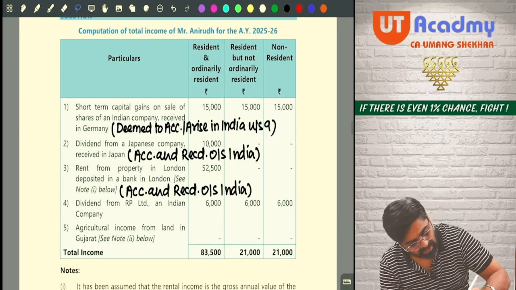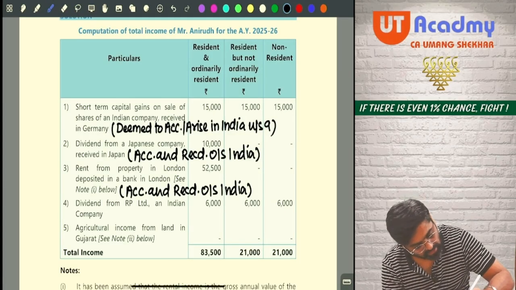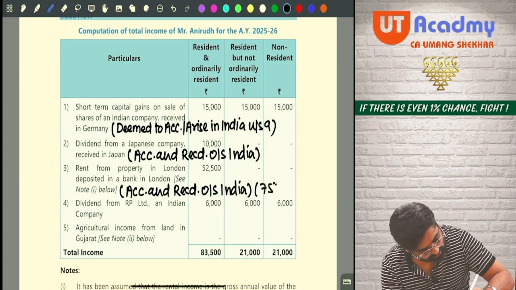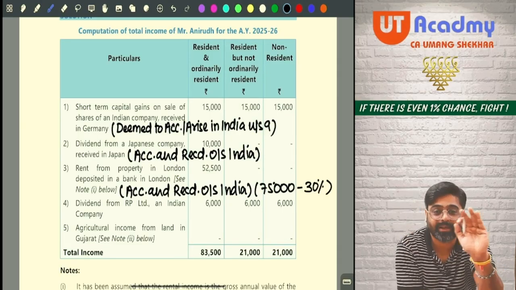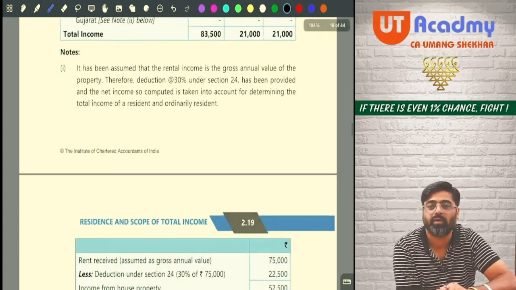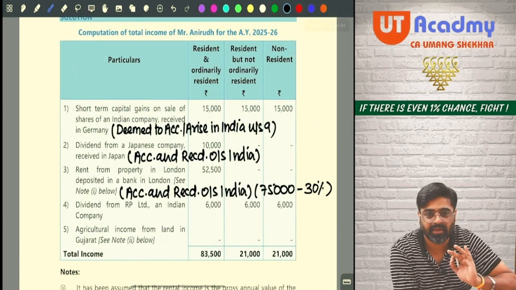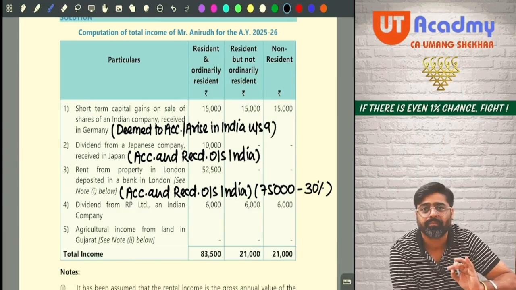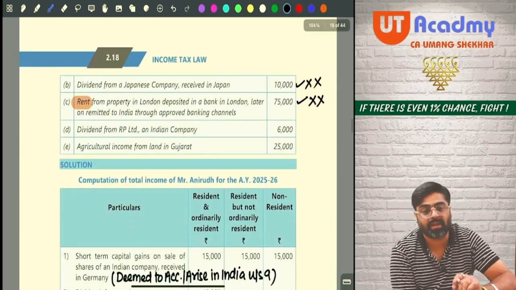Okay. Open one more bracket over here and write down 75,000 minus 30%. That's it. You are not supposed to make that note also which is given below. You will get the full marks. So I'm saving your time like this. Okay. Next one, dividend. Now you are getting dividend from RP Limited, an Indian company.